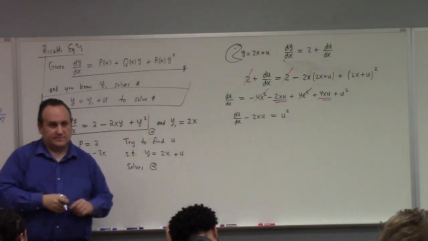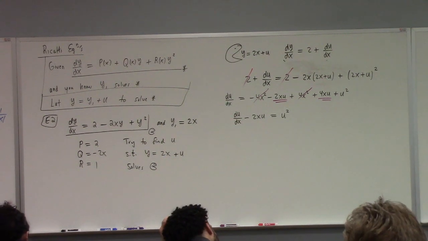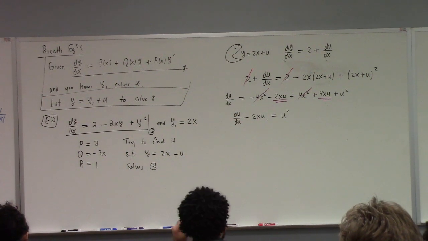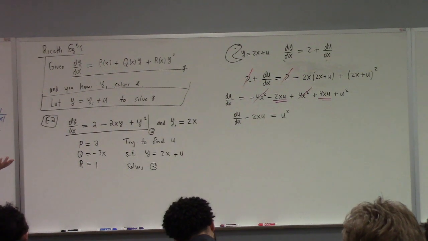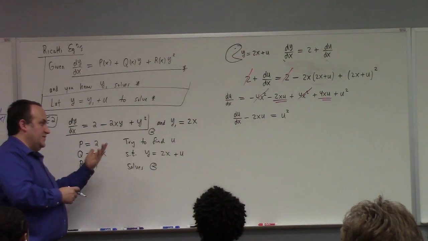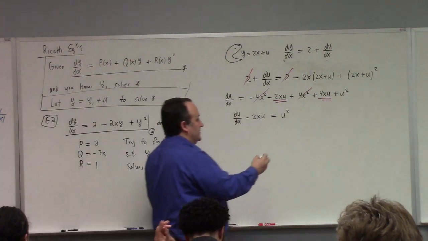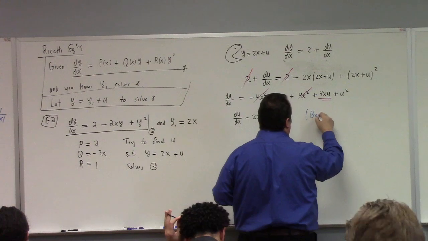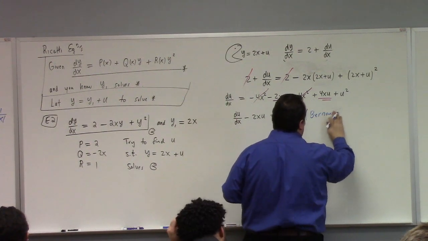What's that? Is it linear? No, this is a what? Come on, I showed you 10 minutes ago. You're supposed to know it forever. It's a Bernoulli, right? This is a Bernoulli. I keep misspelling Bernoulli. Don't tell them.